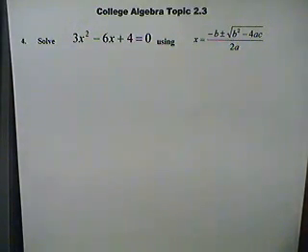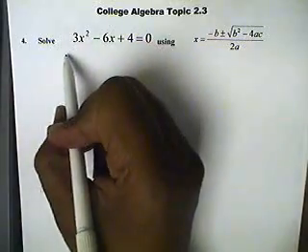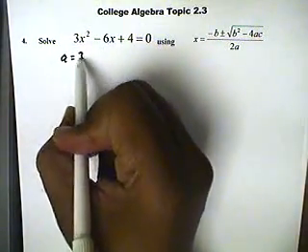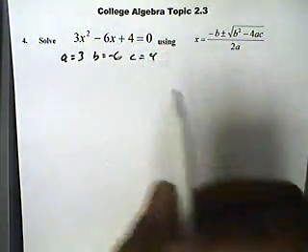College Algebra, Topic 2.3. We'll be solving this quadratic equation by using the quadratic formula. First, I want to label my A, B, and C. A will be 3, B will be -6, and C will be 4.